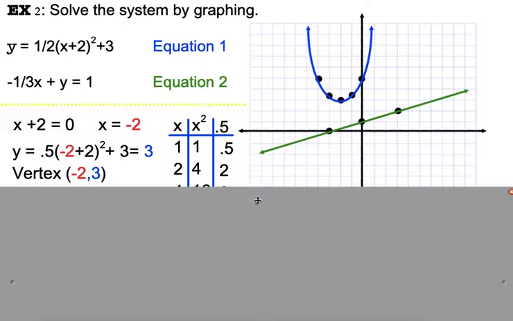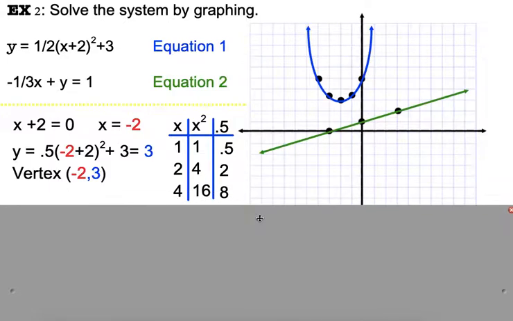Once I plotted (-2, 3), I had to figure out my stretch. In this case, though, it was 1/2. So it's not really stretched, it's compressed. That means it's going to be fat and wide compared to our parent function. So then I picked numbers.